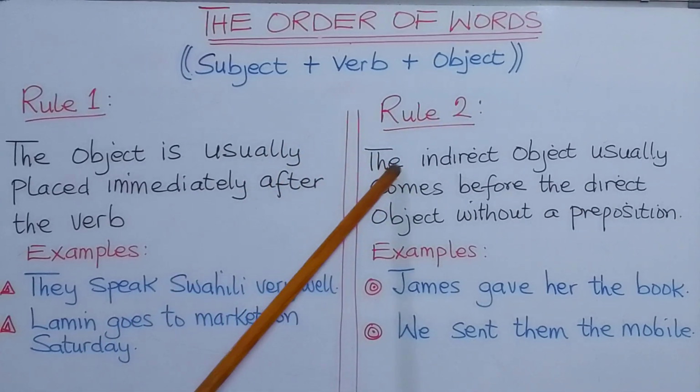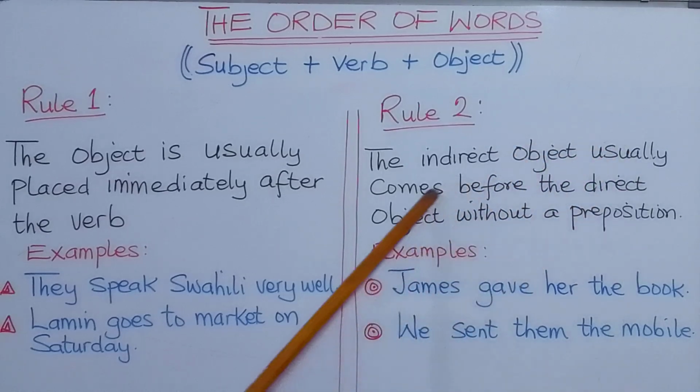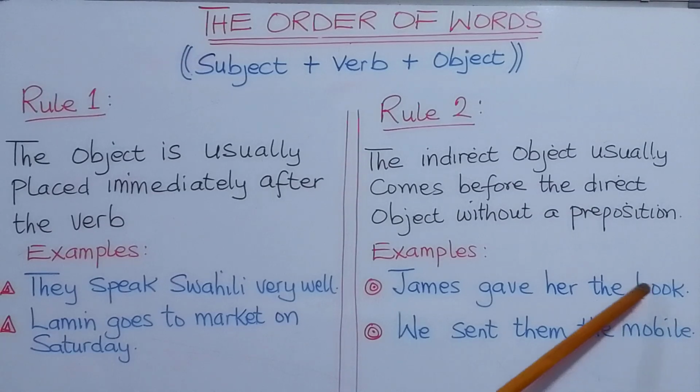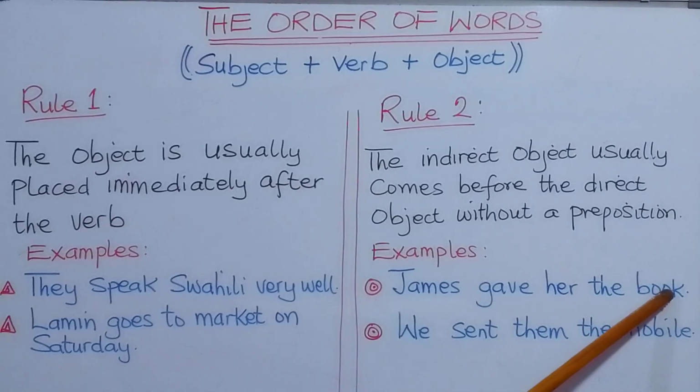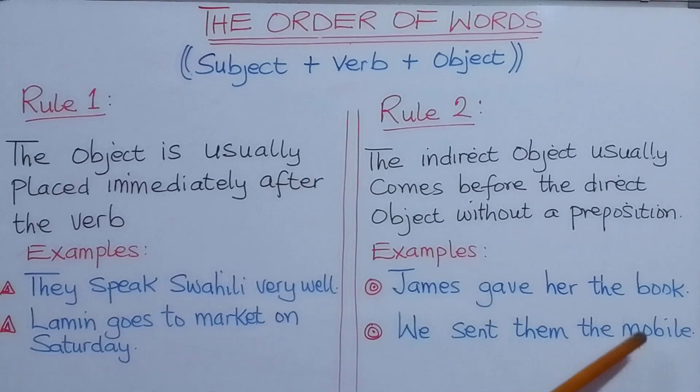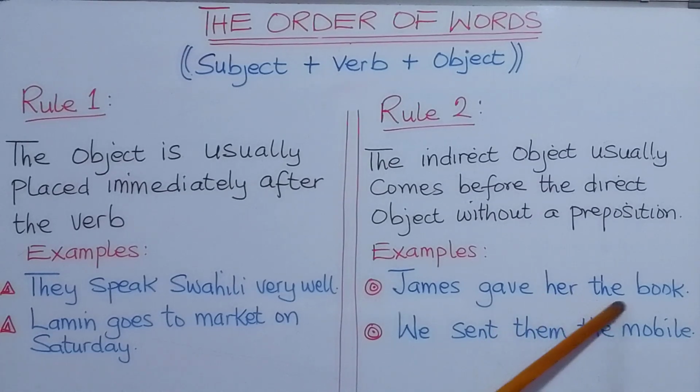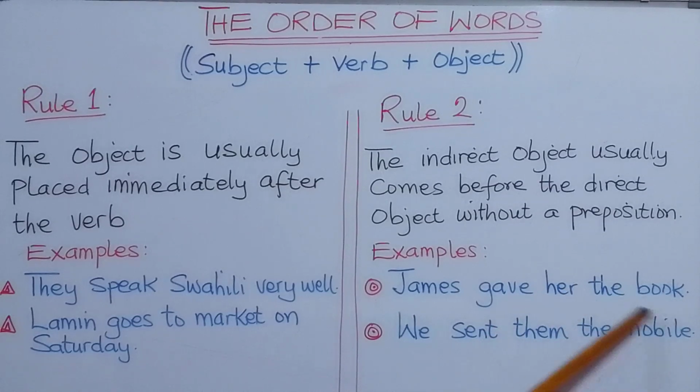Rule number two, the indirect object usually comes before the direct object without a preposition. Look at the indirect object coming before the direct object, without a preposition. There is no preposition here. And so you have James gave her the book. We sent them the mobile. And so the first two rules in the order or sequence of words in grammar.